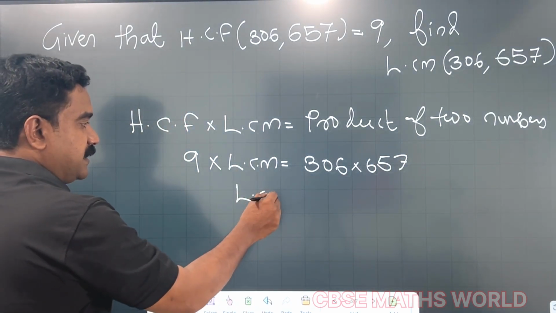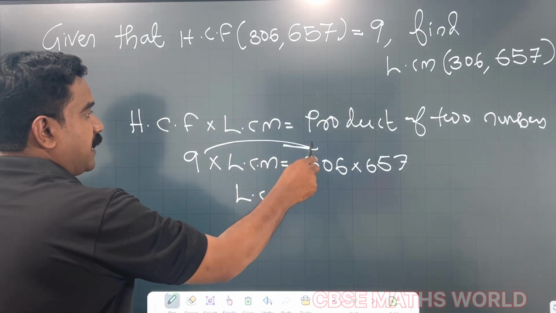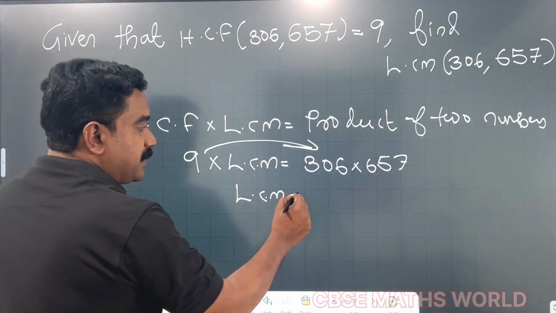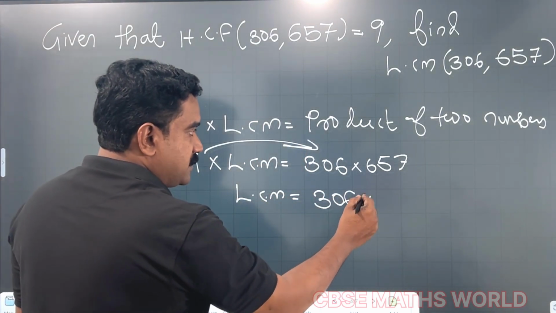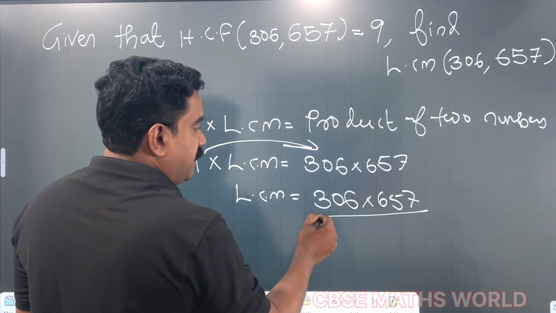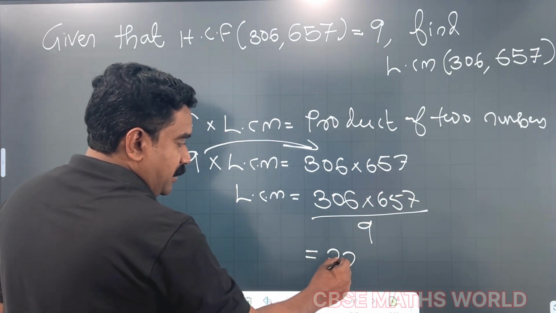To find the LCM, you need to transpose this 9 to here. Into 9 becomes divided by 9. So it is 306 into 657 divided by 9. Answer is 22338.